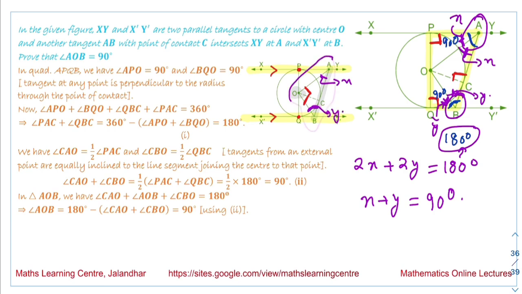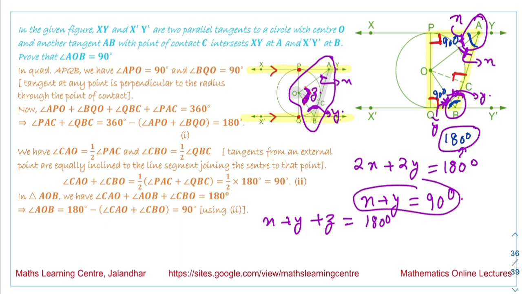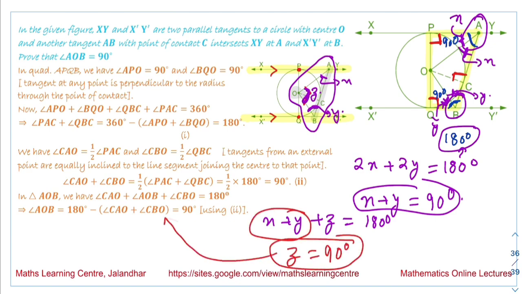Now if we consider the triangle ABO, the sum of all three angles should be 180 degrees. Suppose the angle we want to measure has value z. So x plus y plus z is equal to 180 degrees. The value of x plus y is 90 degrees, so the value of z is equal to 90 degrees, and this is what we have to prove, that angle AOB is equal to 90 degrees.